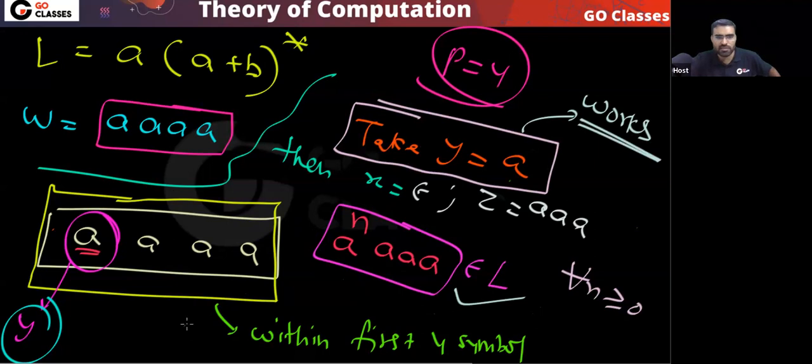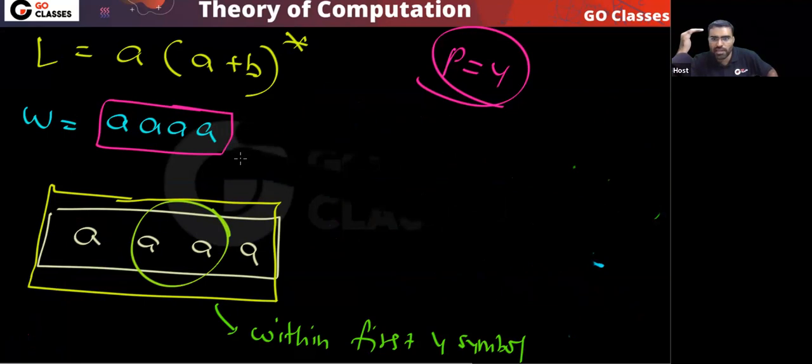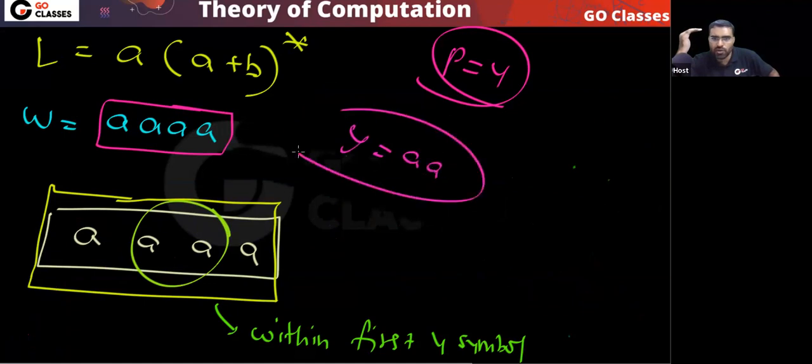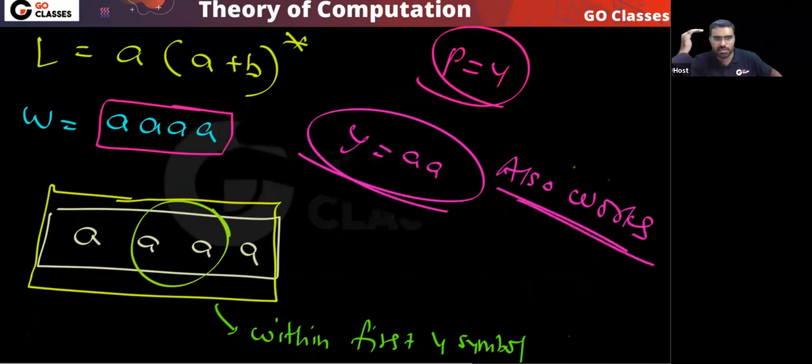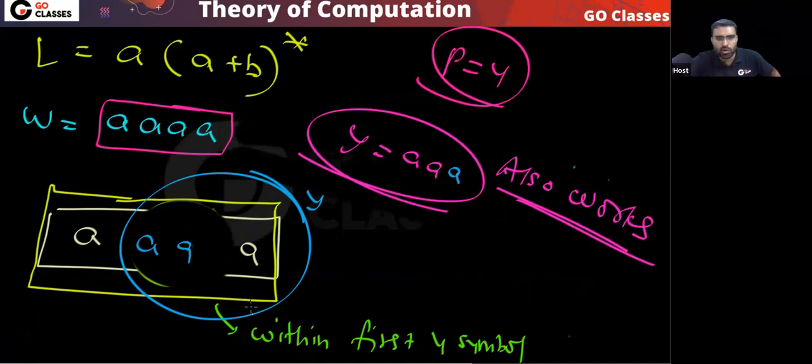Okay, but tell me one thing. Remember, we only need some y. But actually, this y will also work. Agree? If you take y equal to double a, that will also work. No one is stopping. If you take y equal to triple a, that also works. But we only care about some y.